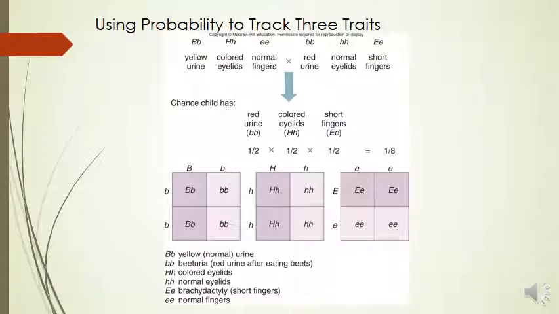In this slide, you can see how these tools can be used to predict offspring genotypes and phenotypes in 3 human traits simultaneously. Here, we've taken a man who has normal urine, colored eyelids, and normal fingers, with a partner who has red urine after she eats beets and has normal eyelids and short fingers, and the chance that their child will have red urine after eating beets, colored eyelids, and short fingers is 1/8.